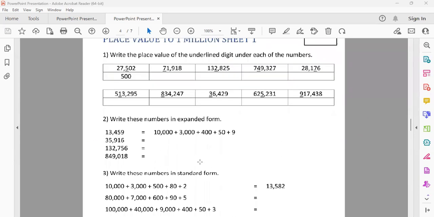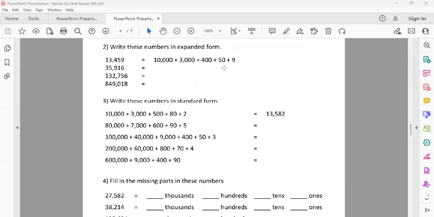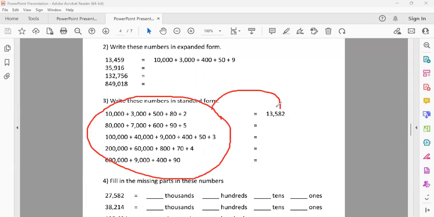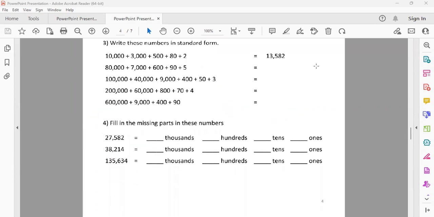Now, after that, you will be required to, again, write these numbers in expanded form, digit values. So break them up, write them out. In question 3, the expanded form is given and you are required to put them together in a standard form. Combine all the values. That's all. Now, question 4 requires you to fill in the blanks according to the place values.